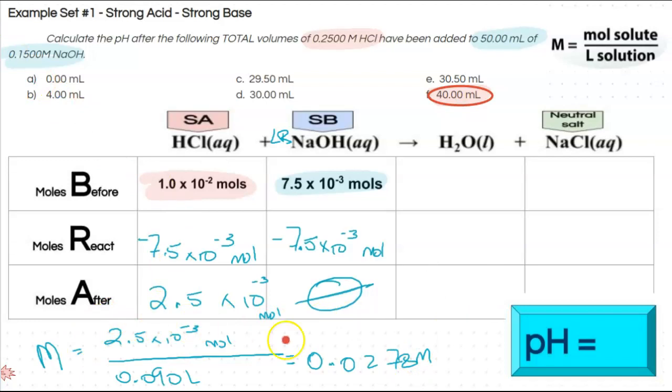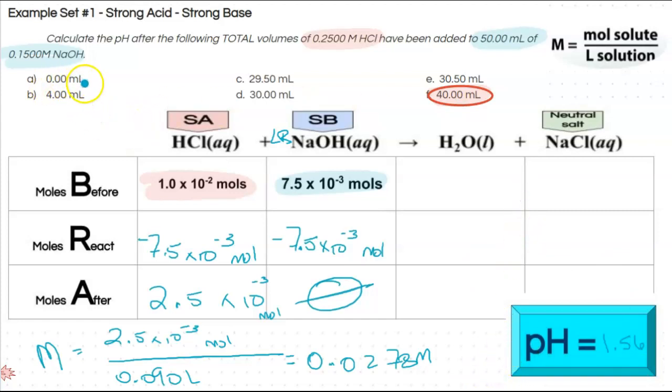Because this is a solution of hydrochloric acid, I can take the negative log of 0.0278 to give me my new pH of 1.56. And that is the final calculation for this series of calculations.